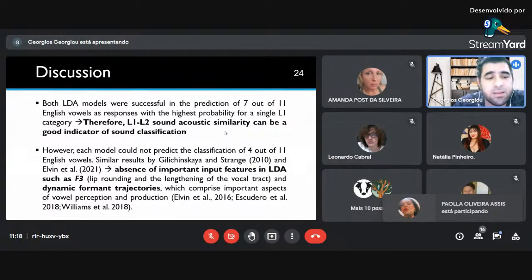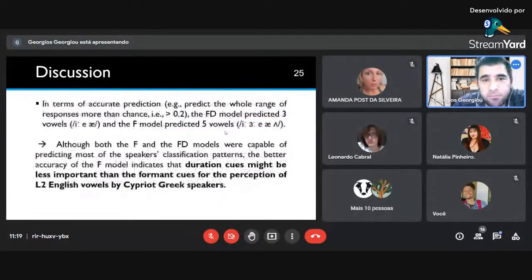For example, we didn't consider the third formant, or other dynamic formant trajectories, which comprise important aspects of vowel perception and production. So if we had added to the model other input features such as F3 or dynamic formant trajectories, maybe we could have had more accurate results.